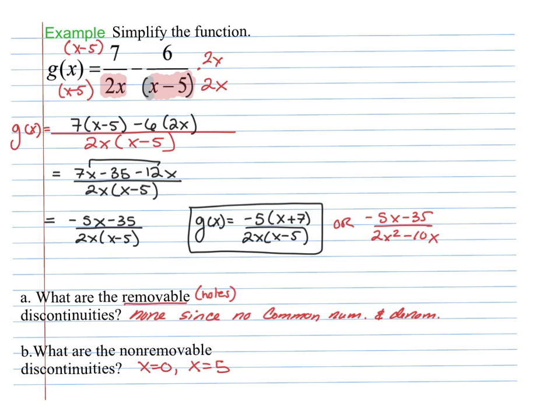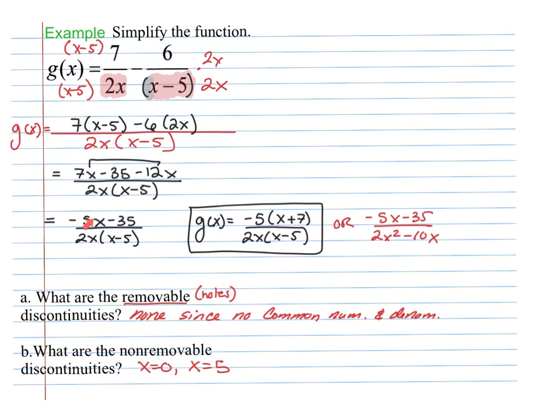So you're going to multiply the top and bottom of your right rational expression by 2x and your left one by x minus 5. So once you multiply that, you're going to have 7 times x minus 5 and this negative 6 times 2x. You're going to distribute, get your 7x minus 35 and your negative 12x, combine your like terms, and you simplify it.